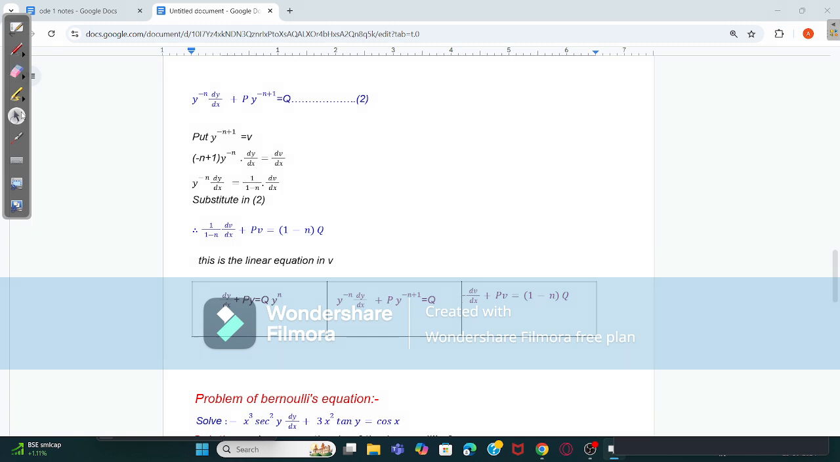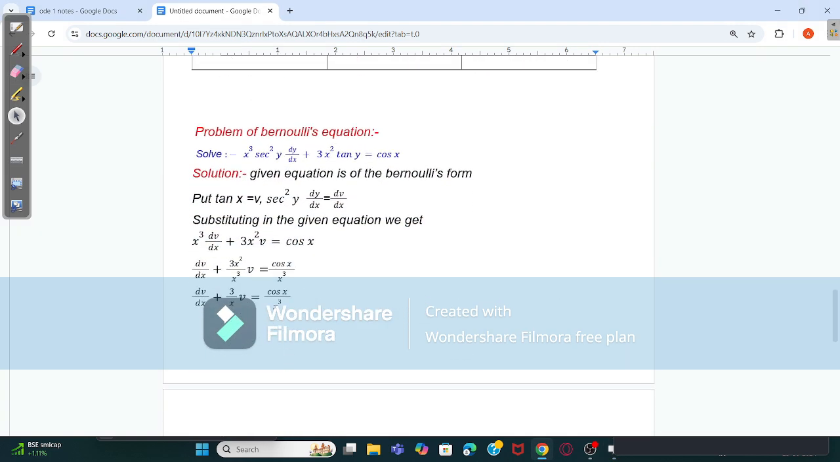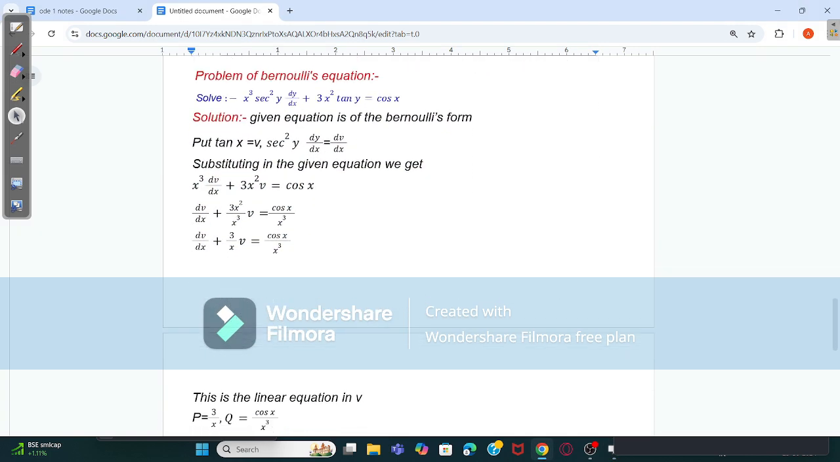This is an example problem so that you can be clear with the concept of Bernoulli's equation. The given equation is of Bernoulli's form. So we take tan y equals v. Then sec squared y dy/dx equals dv/dx, so this value becomes dv/dx.